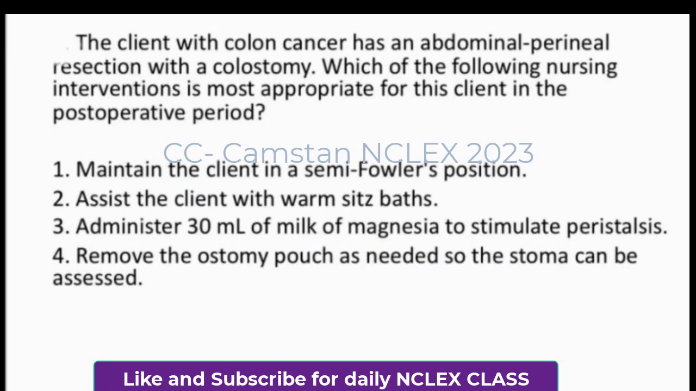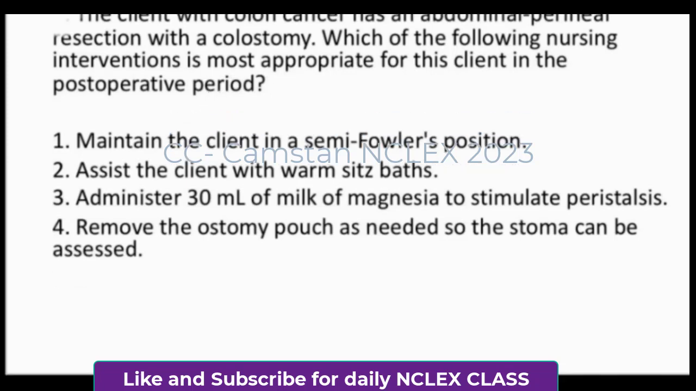Now moving to the next question. The client with colon cancer has an abdominal perineal resection with a colostomy. Which of the following nursing interventions is most appropriate for this client in the post-operative period? Now, before reading the options, what is abdominal perineal resection?